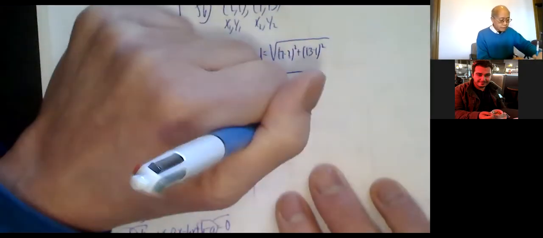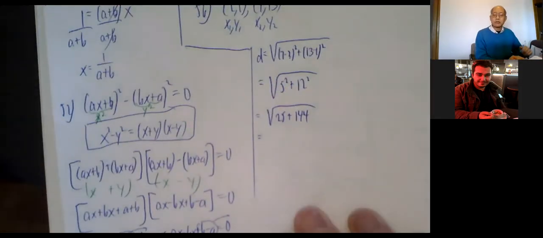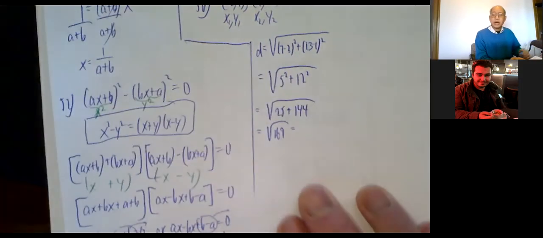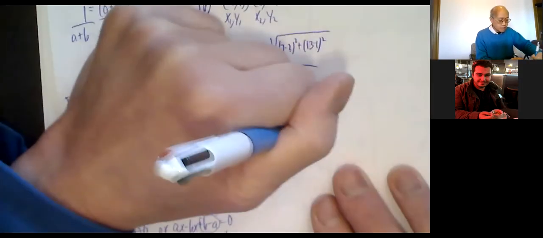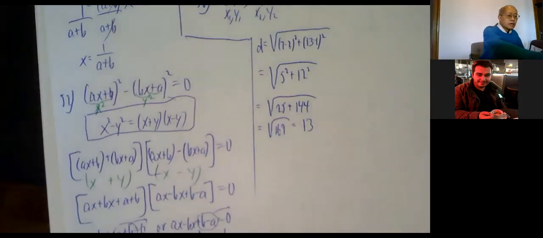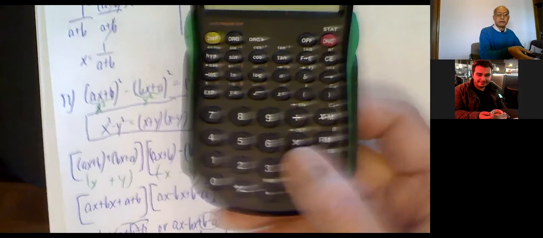Okay, 5 squared is 25. 12 squared is 144. Add them up. 25 plus 144 is 169. And the square root of 169 is exactly 13. So they're 13 units apart. And feel free to use your square root button on your calculator, right?